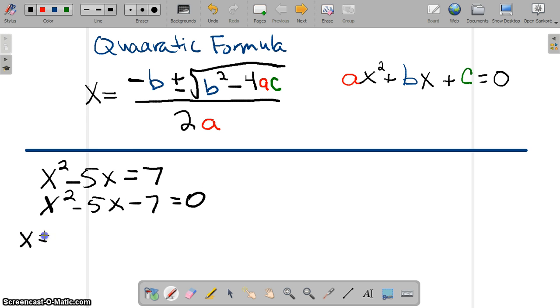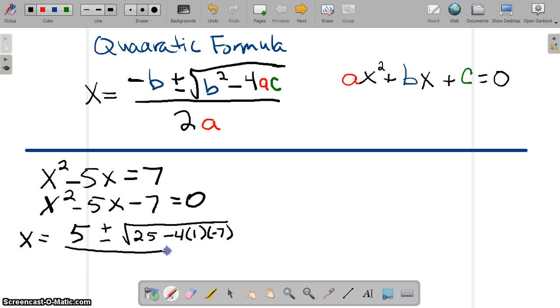So x equals negative b, the negative of b, so this is going to be positive 5, plus or minus the square root of b squared, which is negative 5 squared, which is 25, minus 4 times a, which is 1, times c, which is negative 7. And that is all over 2a, which is 2 times 1.